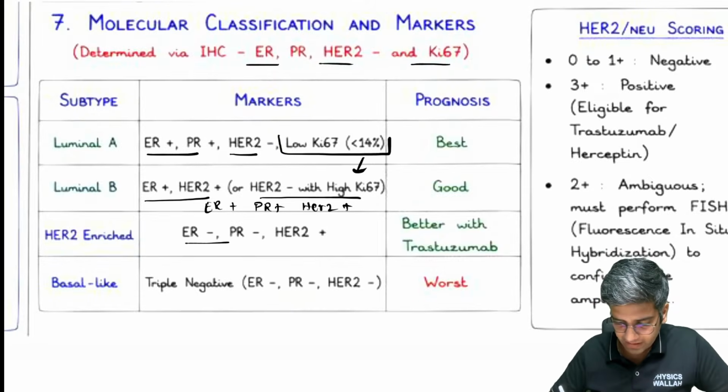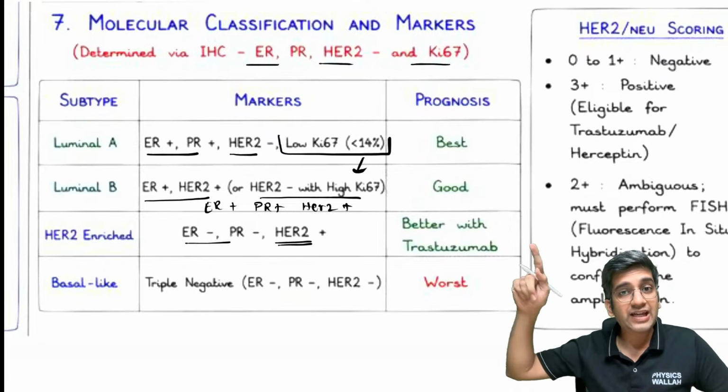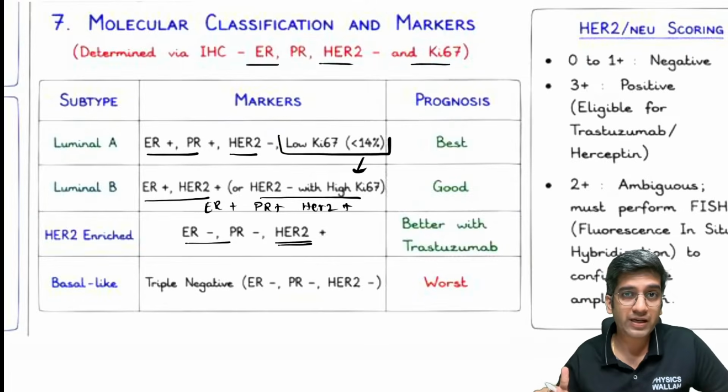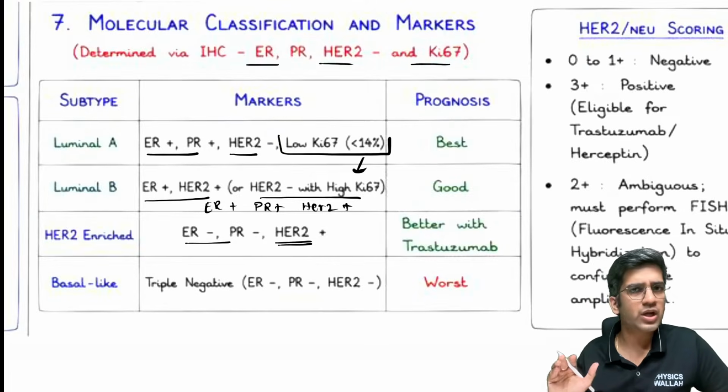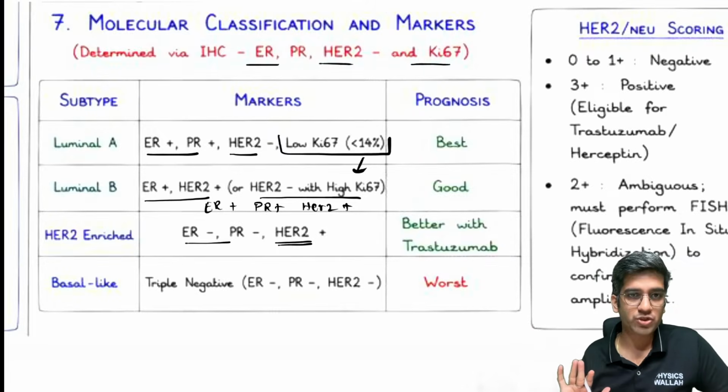This is ER, PR negative, HER2 alone positive. It's better if they can be given trastuzumab therapy, which is antibodies to HER2/neu. Otherwise, the prognosis is not great. This is a bit of an expensive drug, but if you can give that, yes, it's possible.